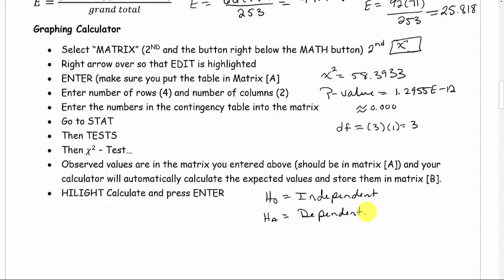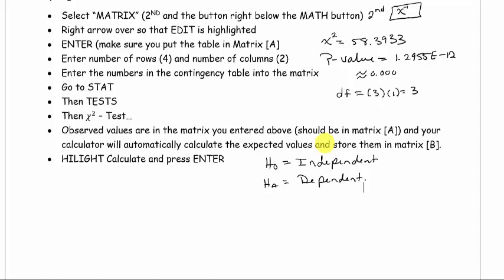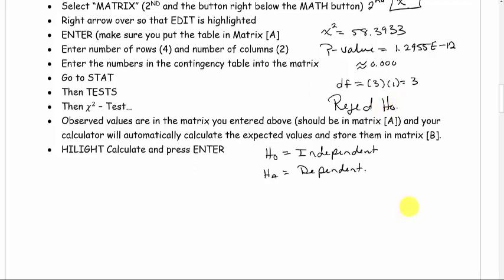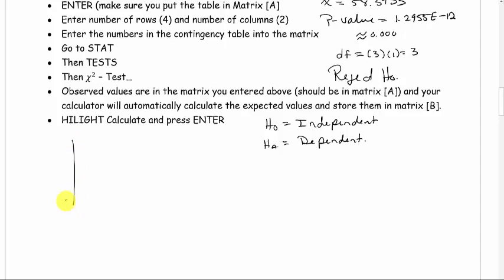So with the information that we have a chi-squared statistic of 58.3933, we have a p-value of 1.2955 e -12, so essentially 0. And so that's going to tell me to reject my null hypothesis. You should also make a graph for these problems.